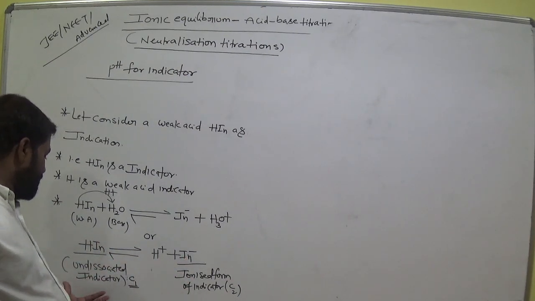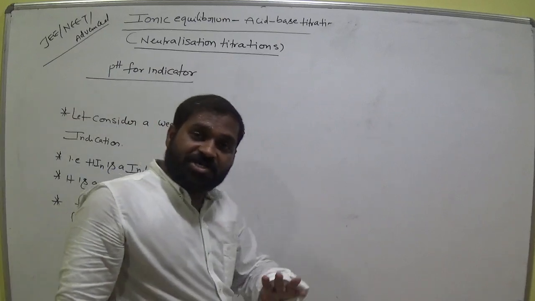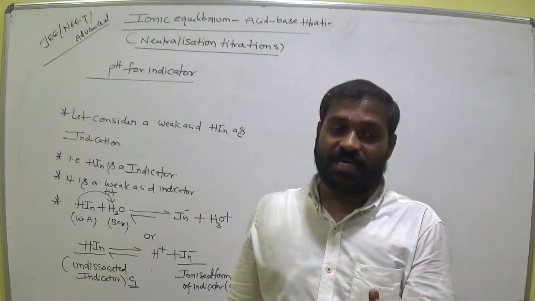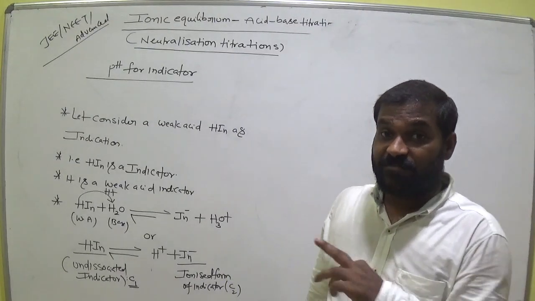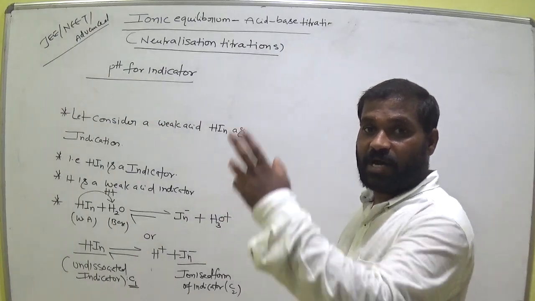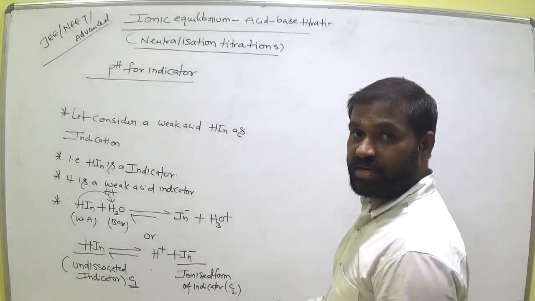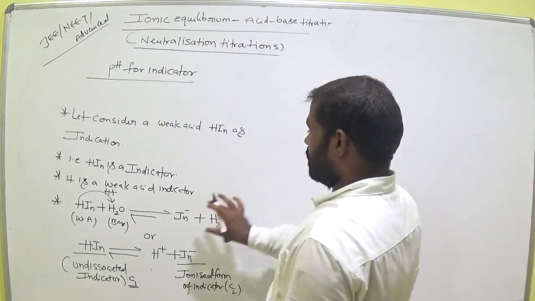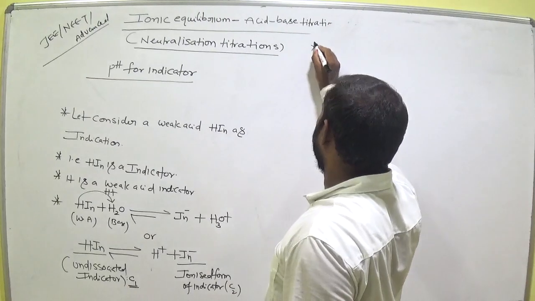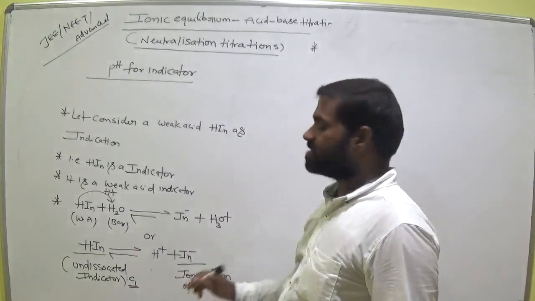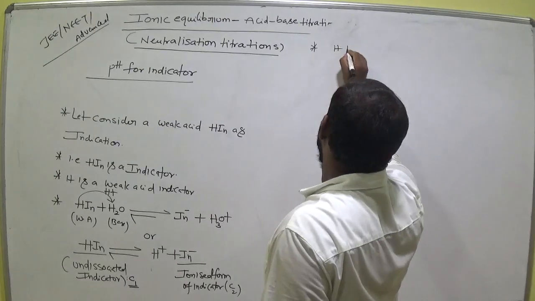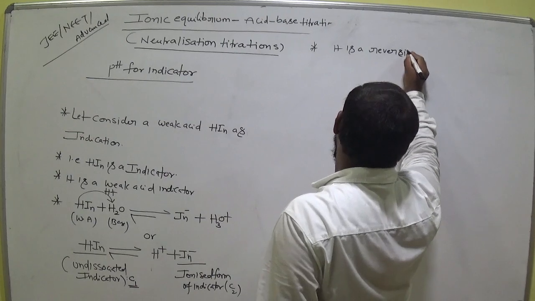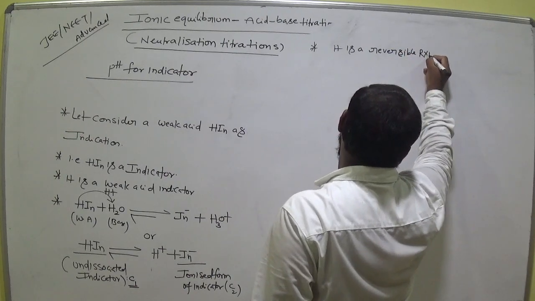The undissociated indicator, before dissociation, has one color or is colorless. After dissociation it has a particular color. Is it clear? That difference must be here. Before and after adding the solution, the color should be different. Remember that. Now this is the equilibrium reaction, am I right? Why? Because forward and backward reactions take place. It is a reversible reaction, am I right?